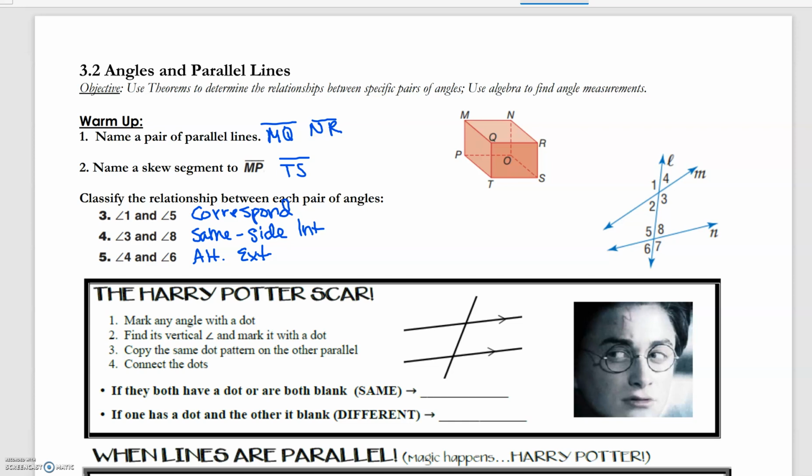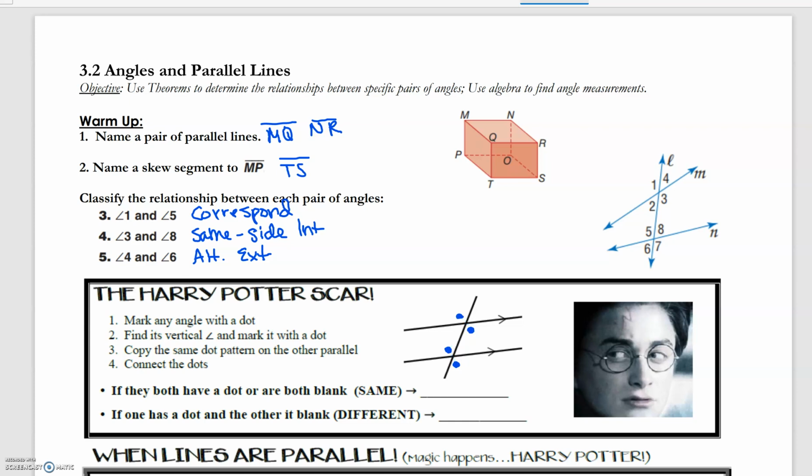All right, so Harry Potter scar. We're going to mark an angle with a dot. Then we're going to find its vertical and mark it with a dot. And then we're going to copy that same dot pattern on the other parallel connected dots. So right here and right here. And then we're going to connect the dots. So it looks like Harry Potter's scar.